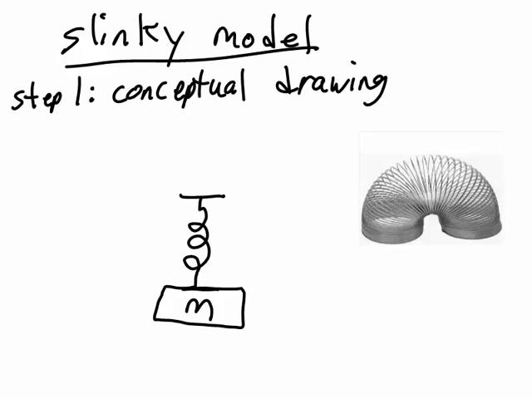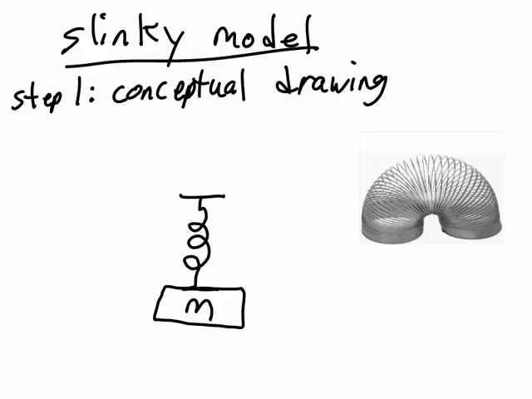This is why it's so important to use both analytical and empirical methods. Here, we've decided not to make the simplification that the Slinky has no mass, but we have decided to make the simplification that the mass of the Slinky is all attached in one location at the end of the spring.